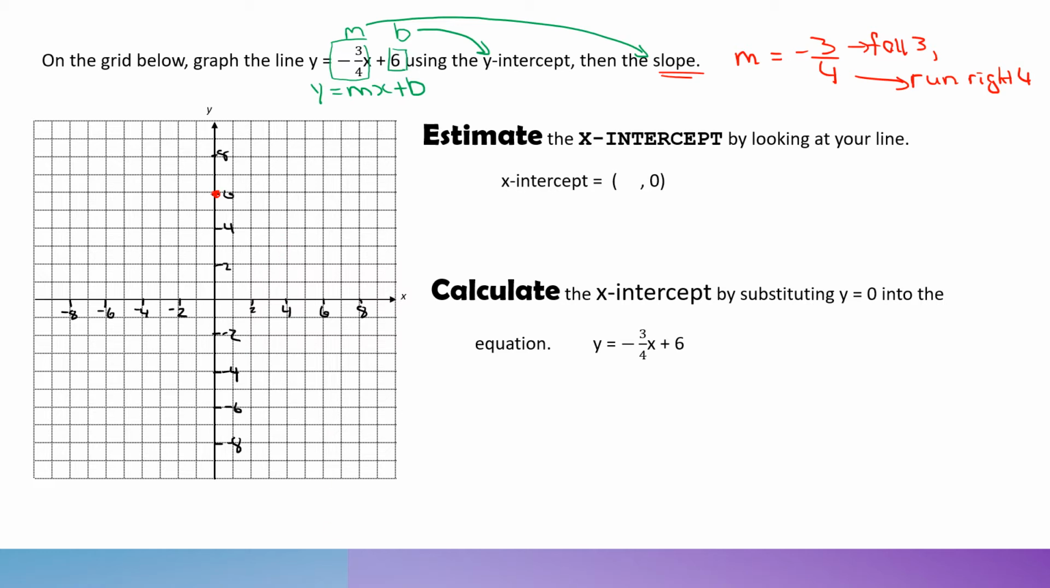So again, from your y-intercept, you fall 3. I'll show you again. 1, 2, 3. That's a fall of 3. And then I run to the right 4 units. That's 1, 2, 3, 4. So that's 4 units to the right. And I put a dot right there. So I'm going to erase the other stuff I put in here. And now we just get a ruler and connect the dots with a straight line.